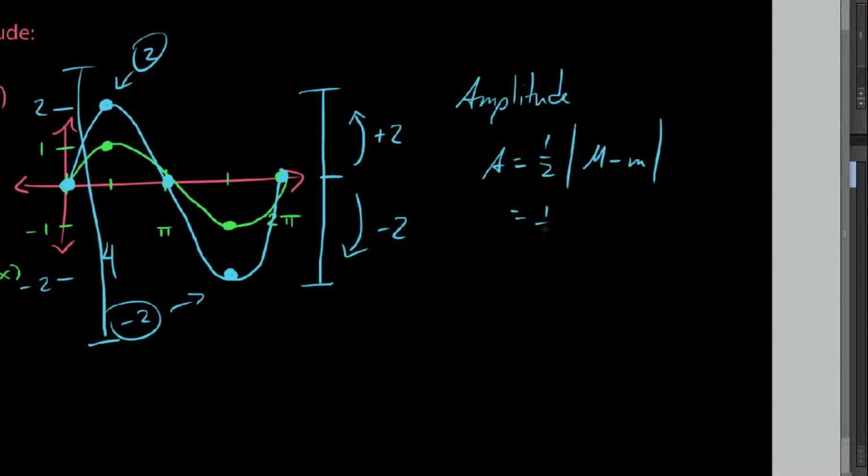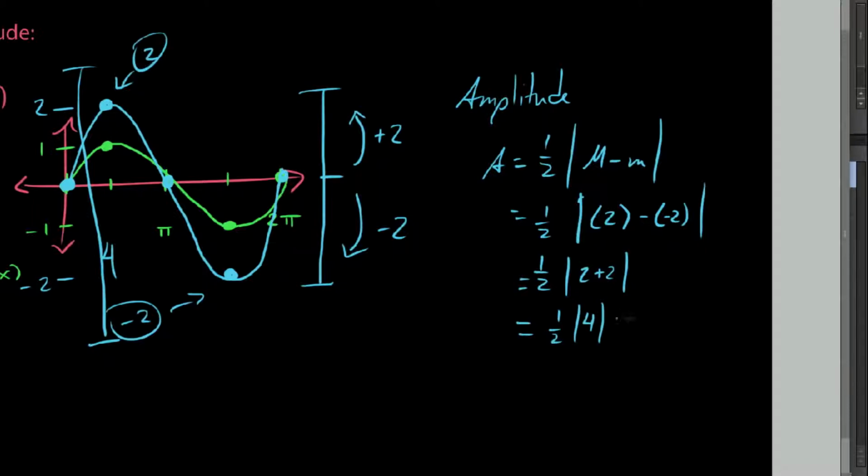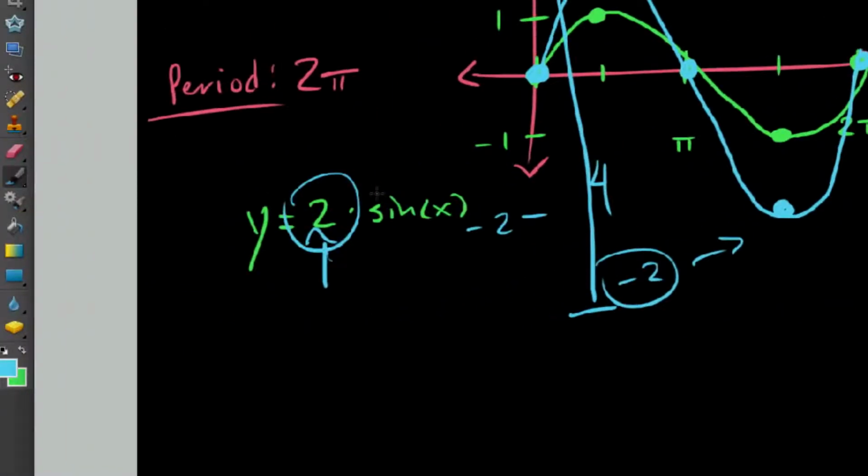So 1/2 absolute value of 2 minus -2, which is 1/2 absolute value of 2 plus 2, so 1/2 absolute value of 4 is 2. Amplitude is 2. But the easy way to do this is to say that the absolute value of the number out front gives us the amplitude. It's going to go 2 above, 2 below.